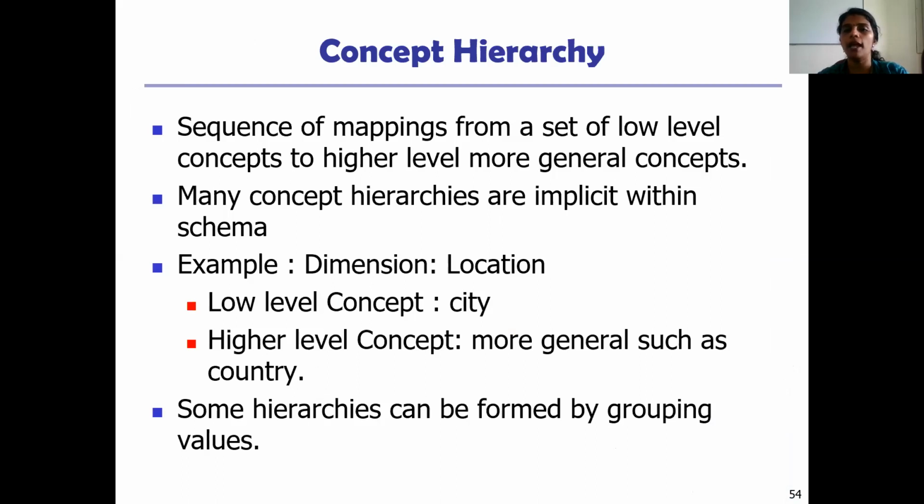So we will be defining concept hierarchies for dimensions. For example, if you have a dimension location, the lower level concept for location can be city. The higher level or generalized concept can be the country to which the city belongs, right? So this is an example of a concept hierarchy which is implicitly defined in the schema itself.